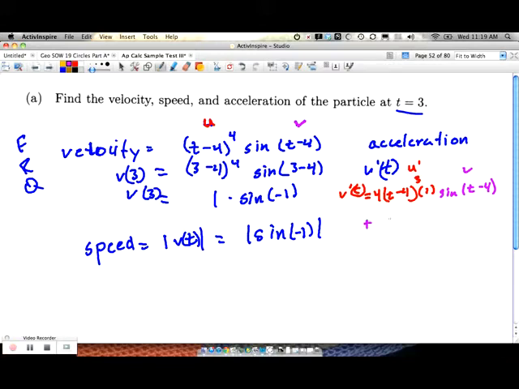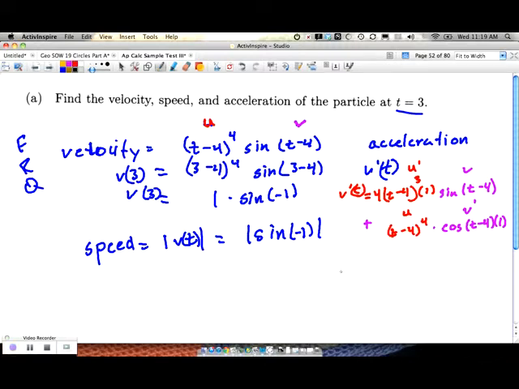Plus v prime u. So now we need to do v prime, if I can write that correctly. V prime is going to be cosine of t minus 4 times 1. How do I know that? It's a chain rule. Derivative of the outside of sine is cosine. Leave the inside alone, then multiply by the inside. Okay, and then we're going to multiply that by the original u, which is t minus 4 to the fourth.